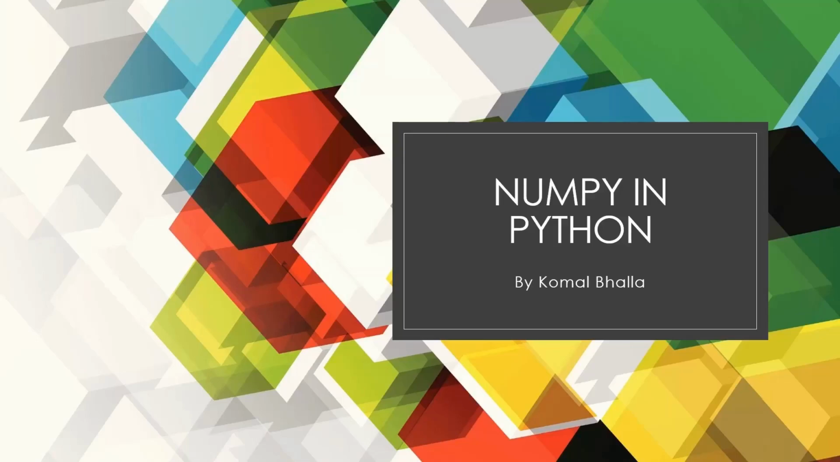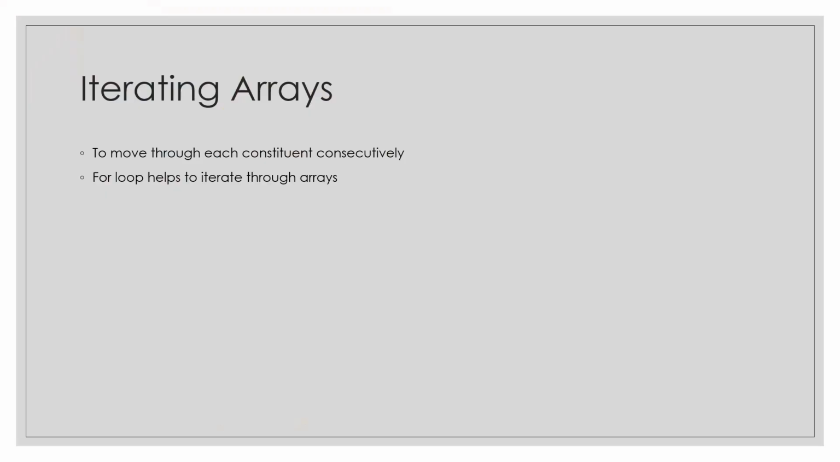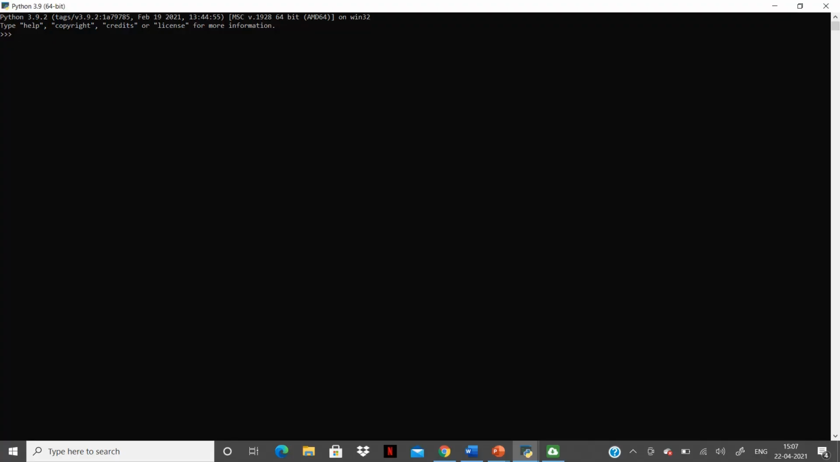In this video, I'm going to continue about NumPy. Iterating arrays. Iterating means to go through each constituent of an array consecutively. Let's iterate a one-dimensional array. Let's import NumPy. A is a one-dimensional array.